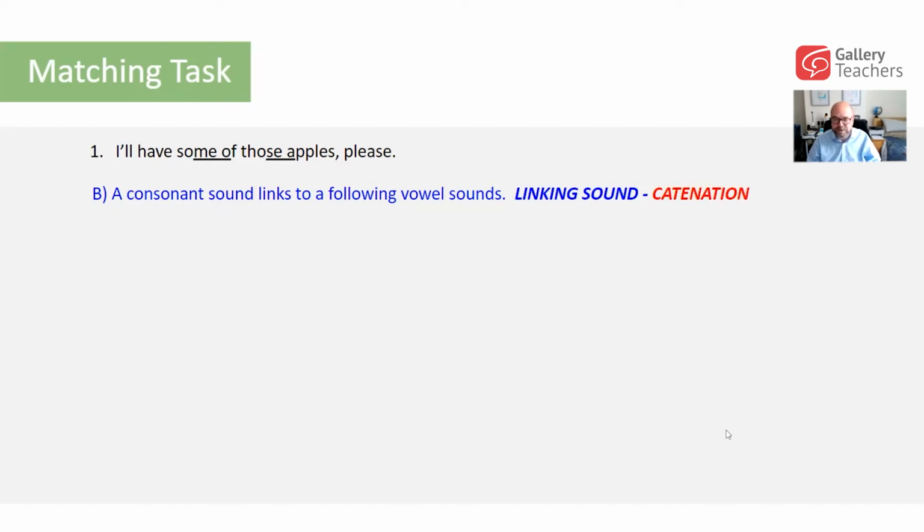So the linking sound is an idea of catenation. And to help you remember this, if you think about a bicycle chain, there are lots of individual parts that are linked together. If you speak a Romance language, you may be aware that one of the common words for chain is catena, catenation. It's a chain of things linking together.